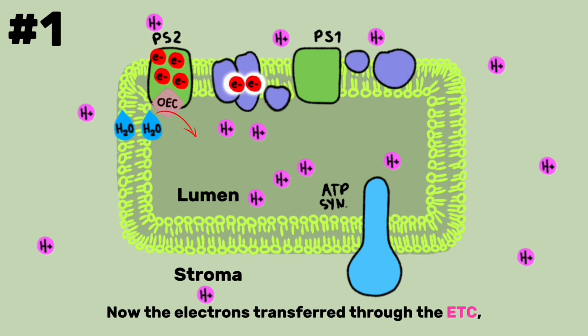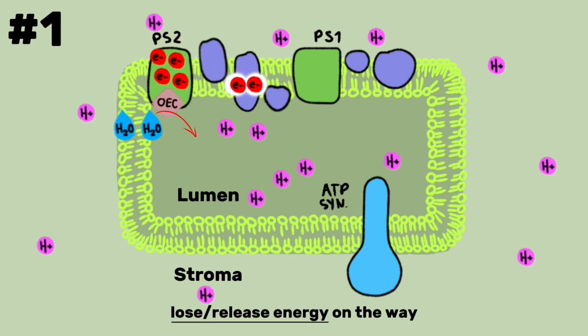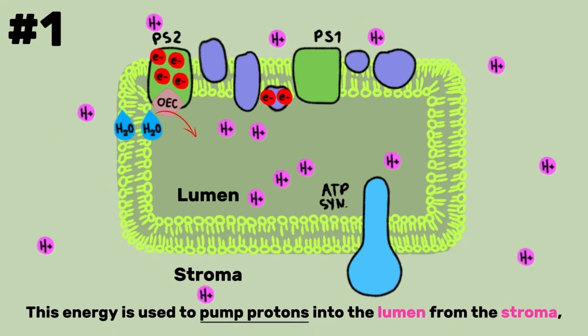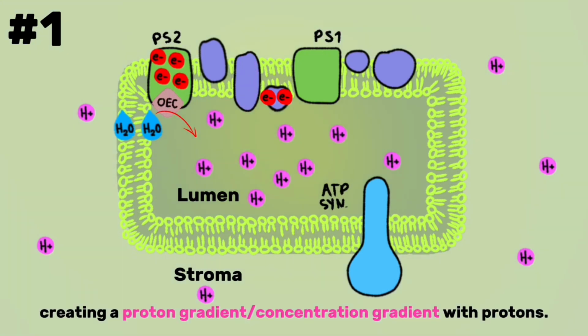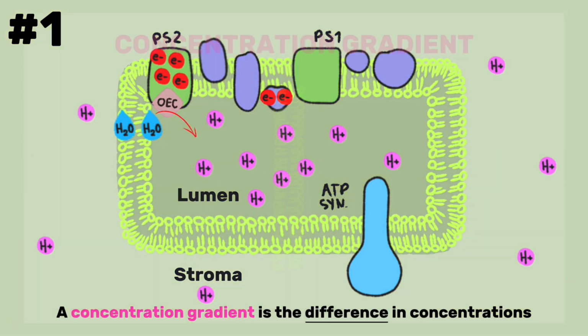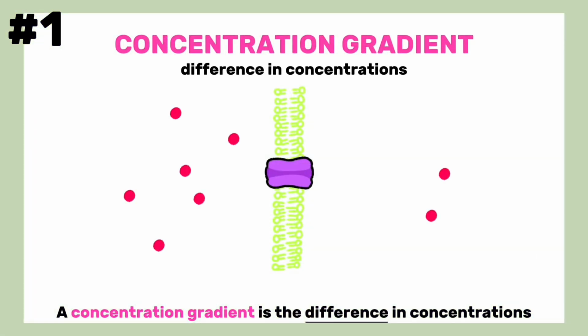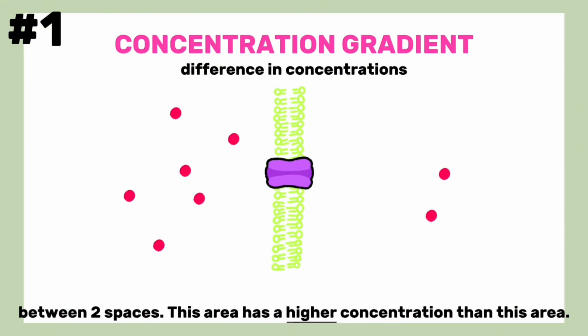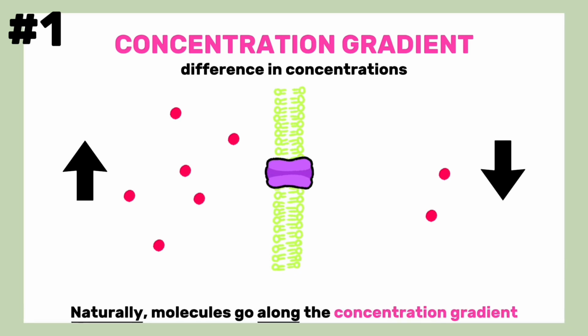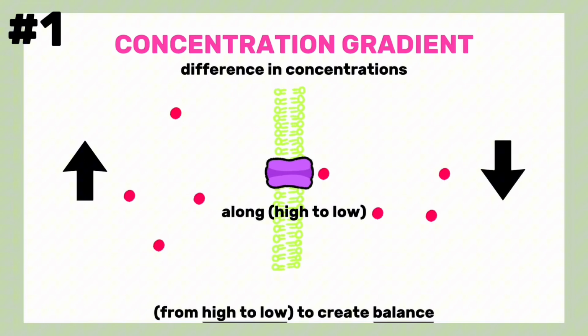Now the electrons transferred through the ETC lose, or release, energy on the way. This energy is used to pump protons into the lumen from the stroma, creating a proton gradient, or a concentration gradient with protons. A concentration gradient is the difference in concentrations between 2 spaces. This area has a higher concentration than this area. Naturally, molecules go along the concentration gradient from high to low to create balance.